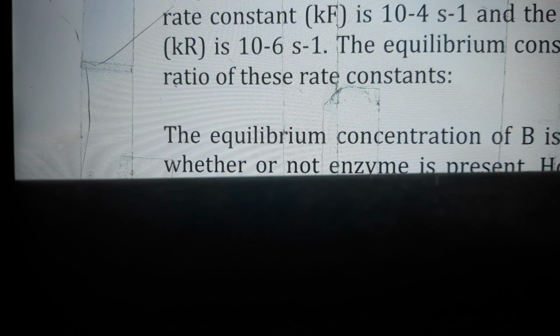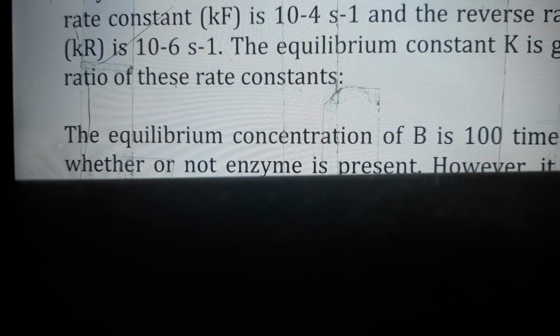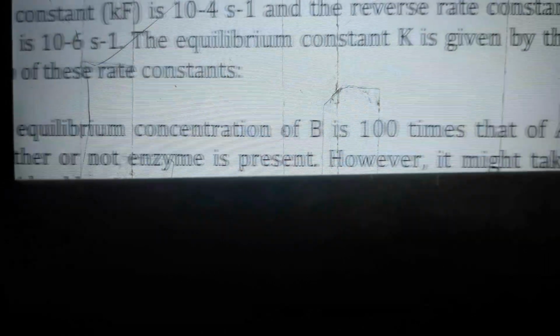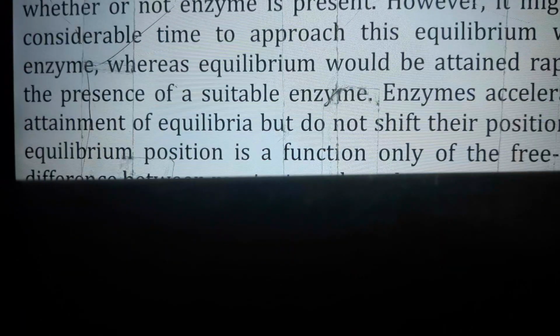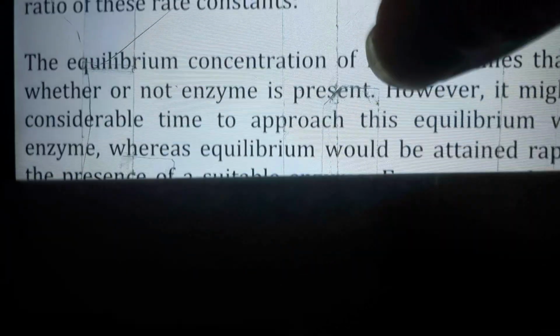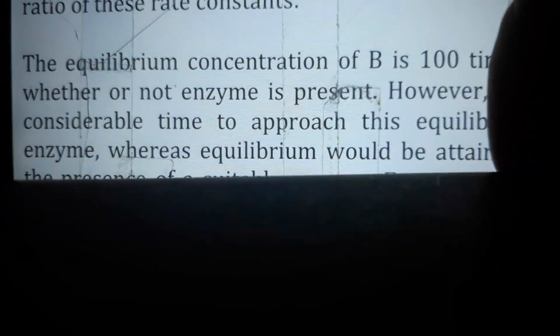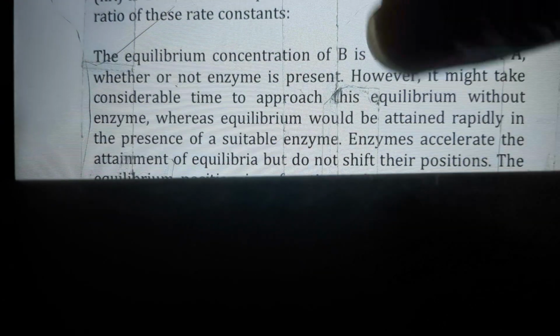At the enzyme, the forward rate constant Kf, and the reverse rate constant Kr. Kf is 10 raised to minus 4 s minus 1, and the reverse rate constant, Kr, is 10 raised to minus 6 s minus 1. The equilibrium constant, K, is given by the ratio of these constants. The equilibrium concentration of B is 100 times that of A, whether or not the enzyme is present.